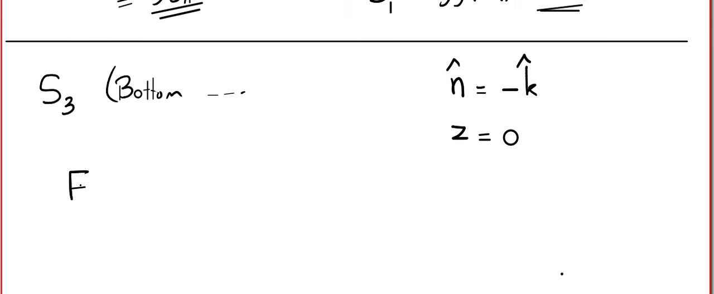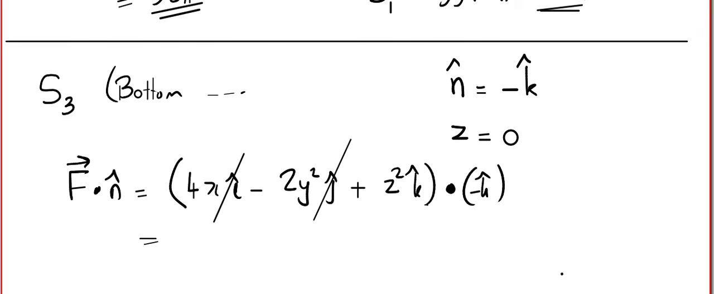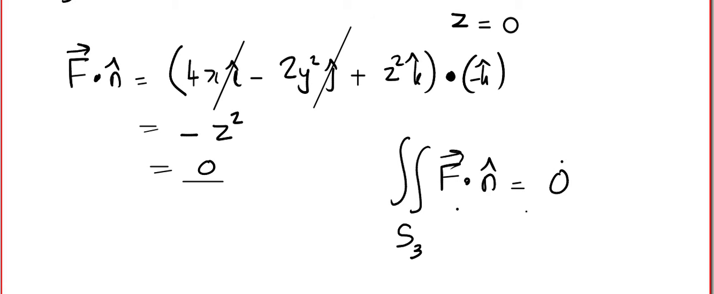Okay, so we have a huge advantage here. F dot n cap is equal to 4x i minus 2y squared j plus z squared k dot minus k. I told you, when you take dot product with standard vectors, this will be gone, this will be gone, only this part will remain, and there is a minus, so it is like minus z squared, but z is 0, so this integral is going to vanish. So double integral over surface 3, the bottom surface, f dot n cap is equal to 0.